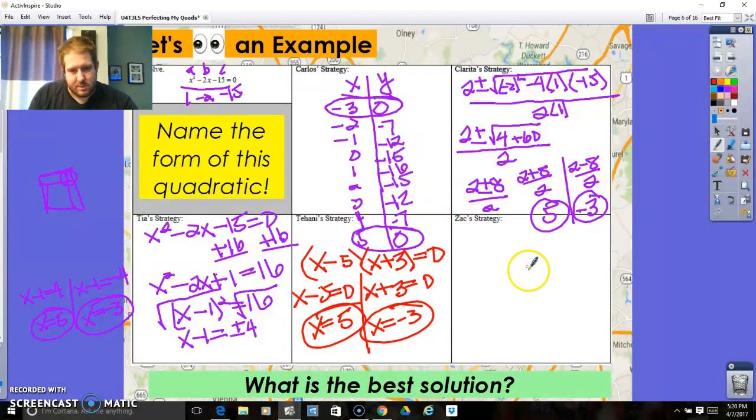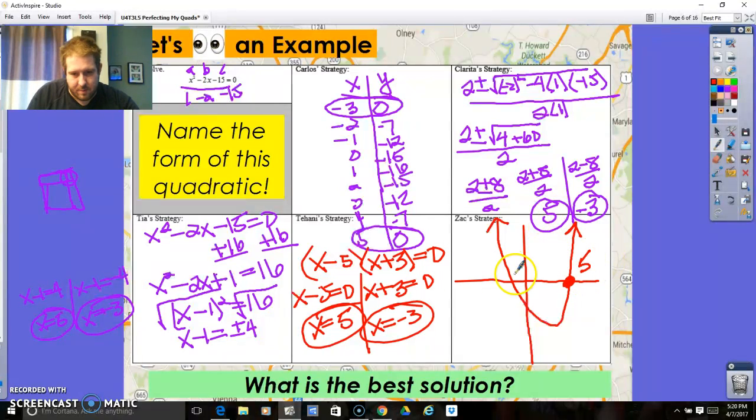Zach's strategy is to make a graph. I'm just going to make a rough graph here. You can put this in a graphing calculator and sketch it. You're going to notice it looks something like this. And when you look at that graph, you're going to notice that right here it hits the x-axis at 5. So that's one of the solutions. And here it hits at negative 3. So there's the other solution. And that strategy works perfectly for this as well.